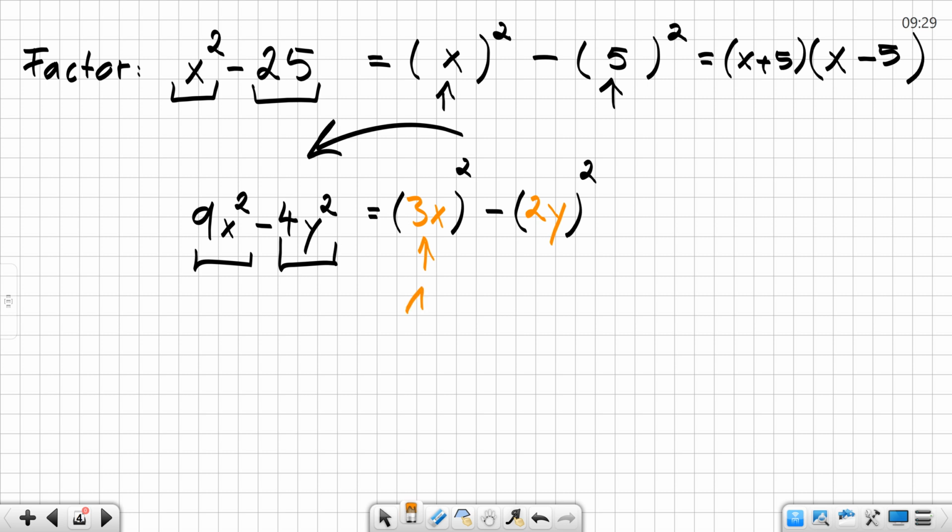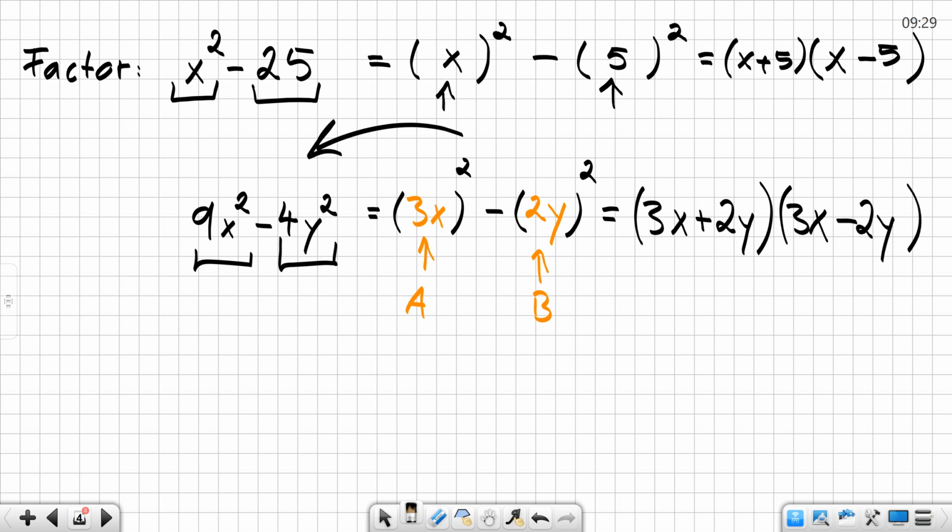Now this right here is your a, this right here is your b, and now I really just have to write this out. A plus b times a minus b. 3x is a, plus b, 2y, times 3x is a, minus b, which is 2y.